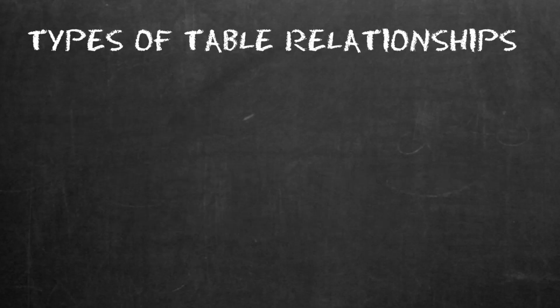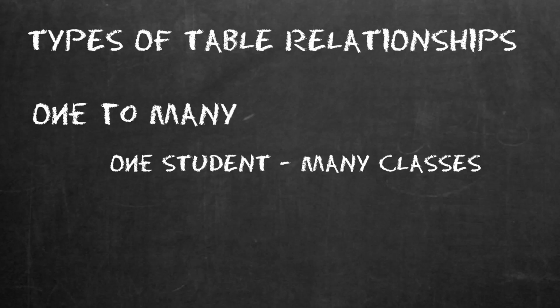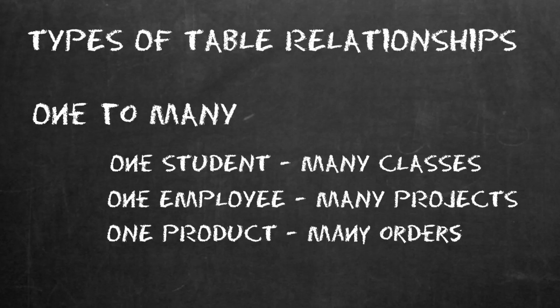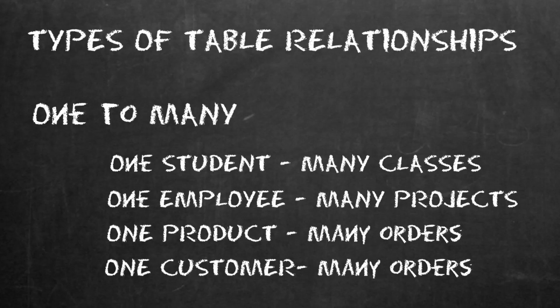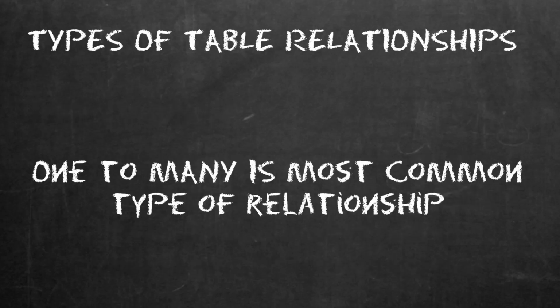The next kind of relationship is one-to-many. An example of a one-to-many relationship is one student can take many classes. One employee can be on many projects. One product can be sold many times. One customer can have many orders. Hopefully by now you get the idea. And you can make a really strong case that a one-to-many relationship is the most common type of relationship you're going to work with.